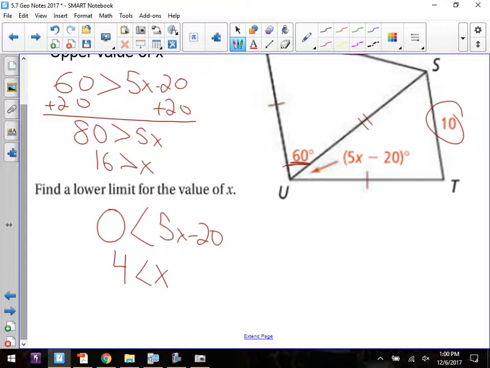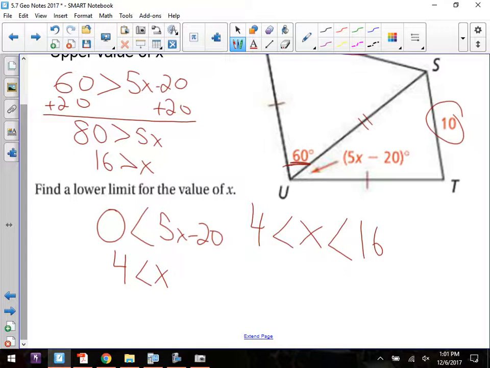Right. And just like we did the other day when we solved our inequalities, we always wrote them as a compound. We do the same thing. That means that x is greater than 4, but it is smaller than 16. Okay, so that's easier. You get the boundaries then.